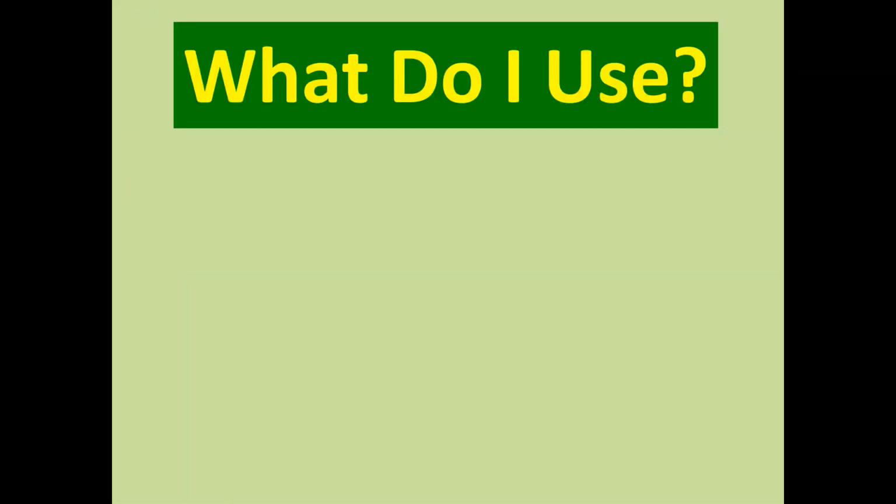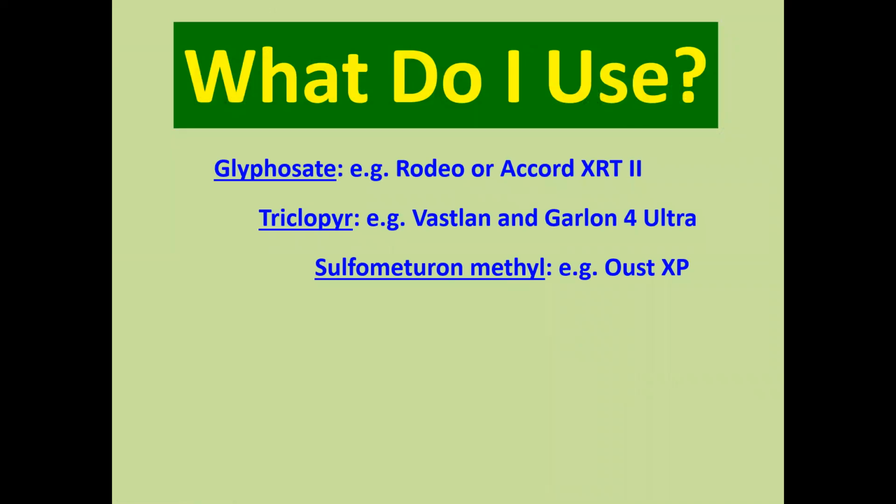So what do you use? I recommend basically just 3 active ingredients. There might be a few individual situations where you might need something else, but overall, these 3 active ingredients are going to be able to take care of virtually every plant situation that you're going to encounter, except for real specific cases. So glyphosate, the active ingredient, things like Rodeo or Accord XRT2.